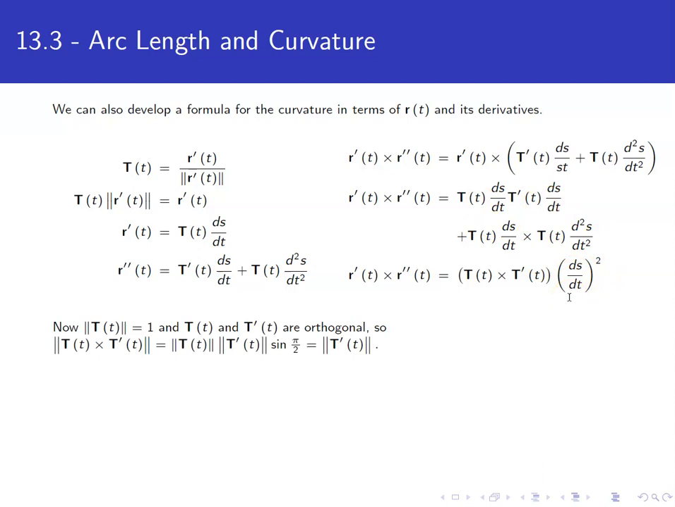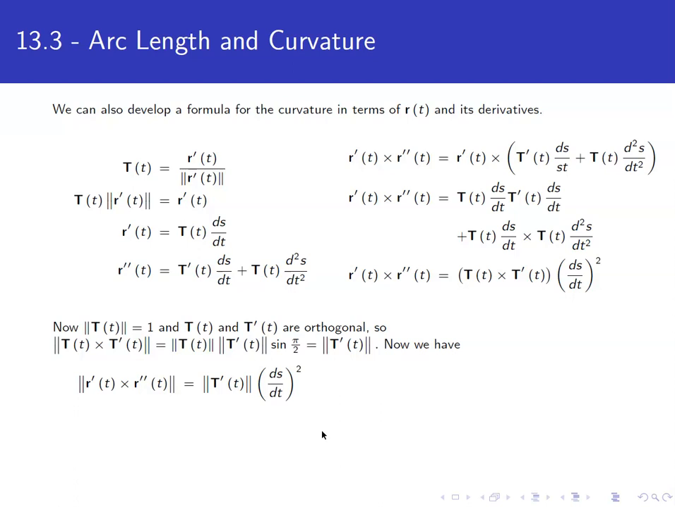Now, remember that the magnitude of T is always 1 because it's the unit tangent vector. T of t and its derivative are orthogonal to one another. And from a formula for the cross product, we know that the magnitude of the cross product is the product of the magnitudes times the sine of the angle between them. Since these two vectors are orthogonal to each other, we can write this as sine of pi over 2. The angle is pi over 2. Sine of pi over 2 is 1. This is also 1. So we just get the magnitude of T prime of t.